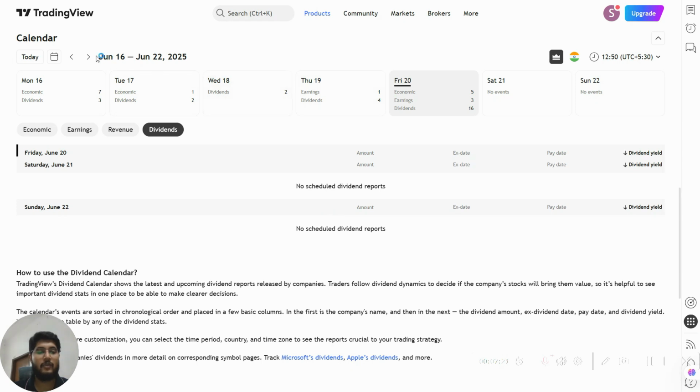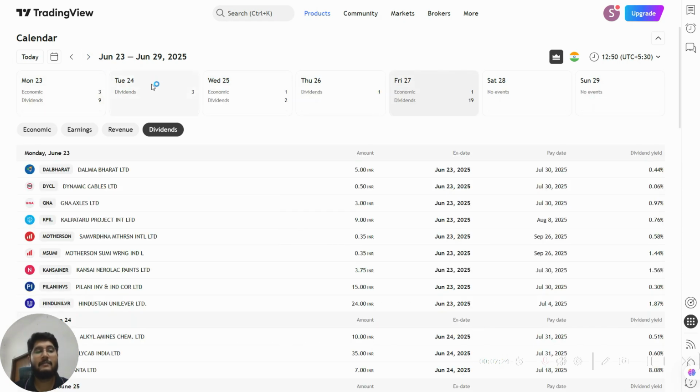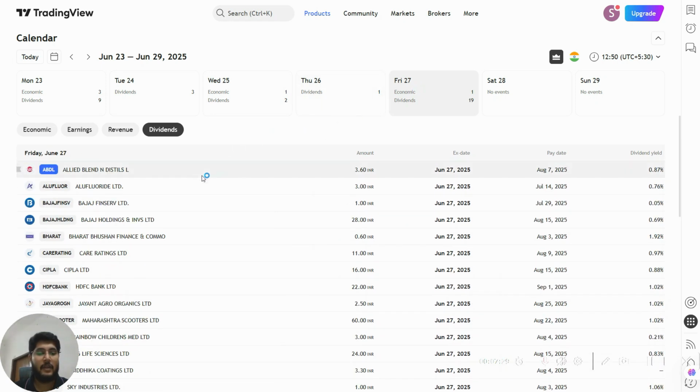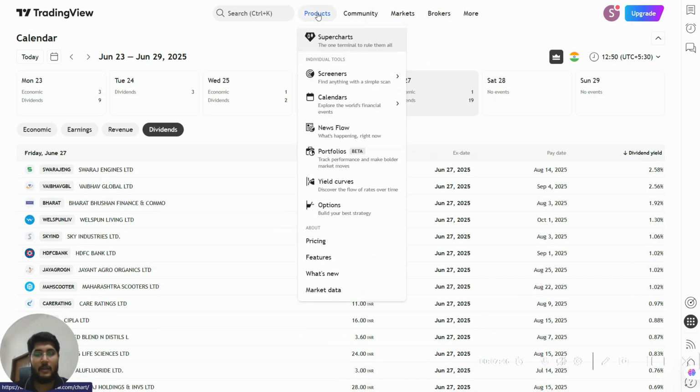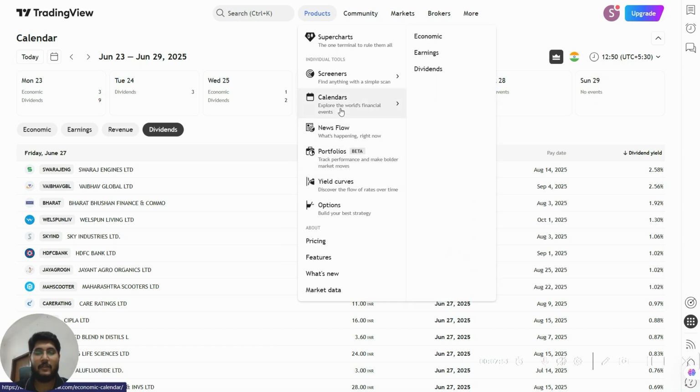So, if I also want to go to next week on June 23, let's say, or 27th of June, and we again do a sorting of the data, you get Swaraj Engines as a stock which is giving us 2.58% dividend, which stands at 104.50 rupees, which is quite impressive again. Now, this was the basic things that we can cover in terms of the screeners and the dividend calendar.